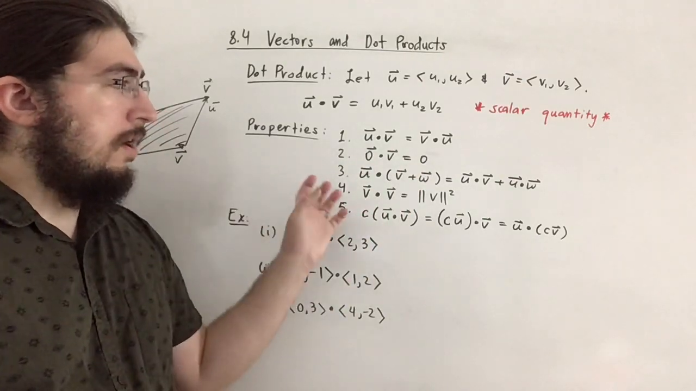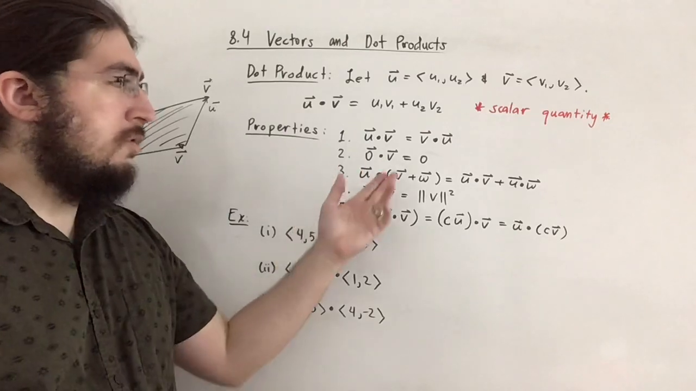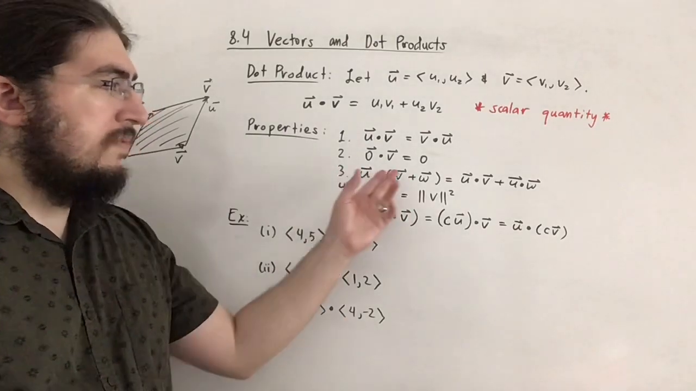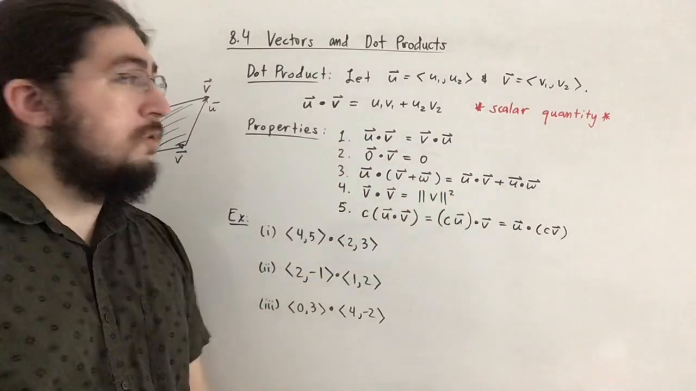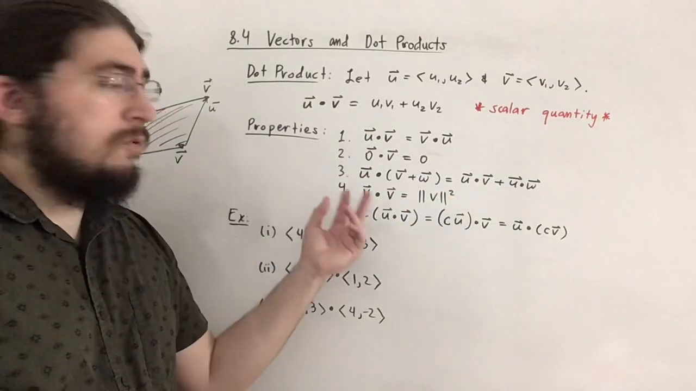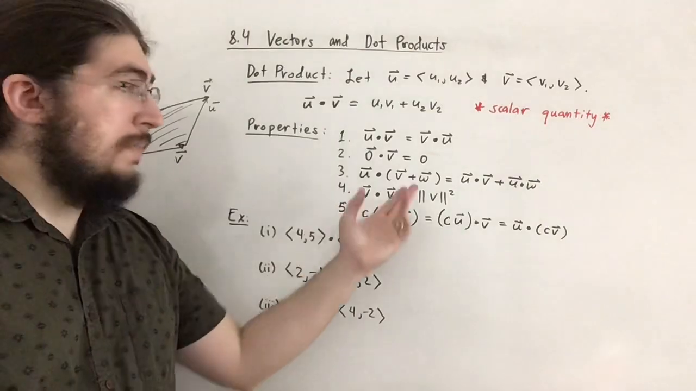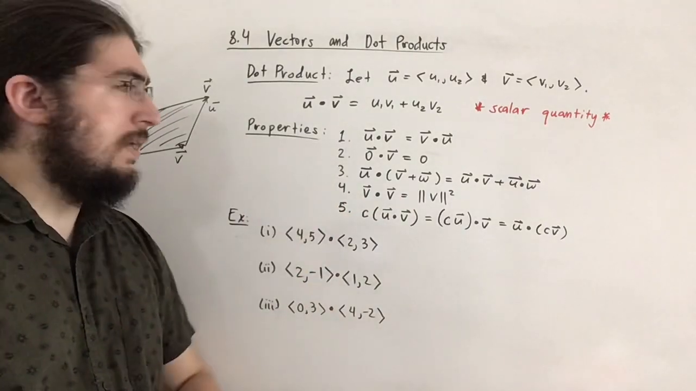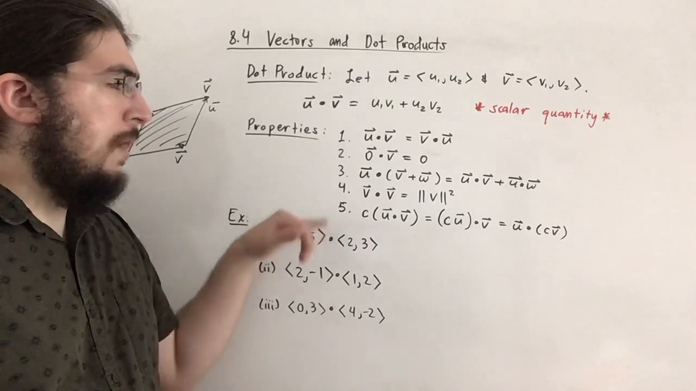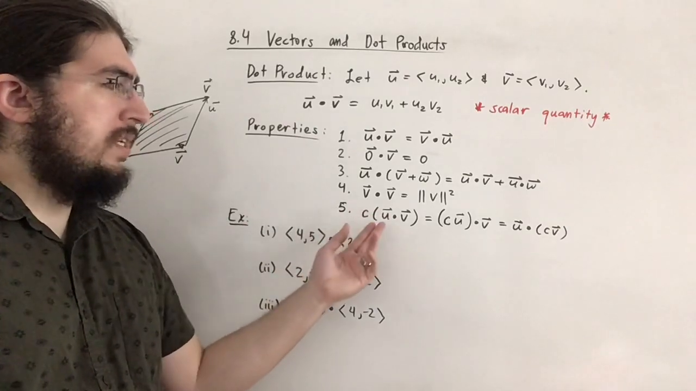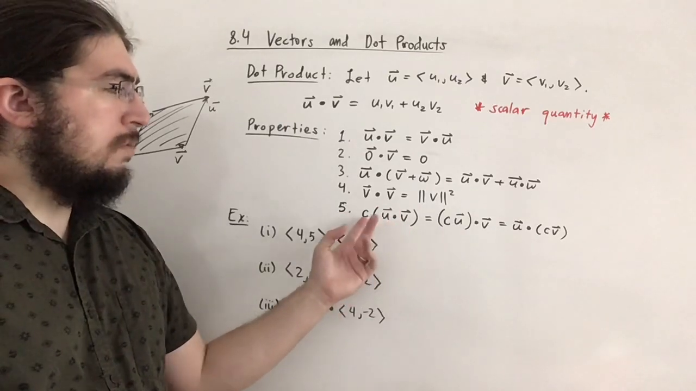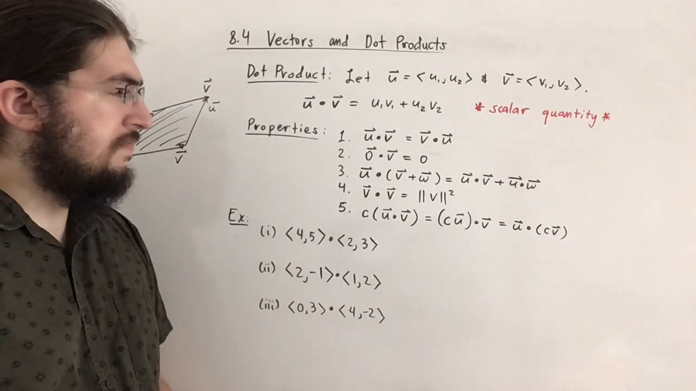Dot products are distributive over vector addition. So u dot (v plus w) is the same as u dot v plus u dot w. And if you dot a vector with itself, you actually get the magnitude squared. That's actually not too hard to show, and we'll see that in an example. And then this property here says that there's associativity with vector dot products and with a scalar multiplication.